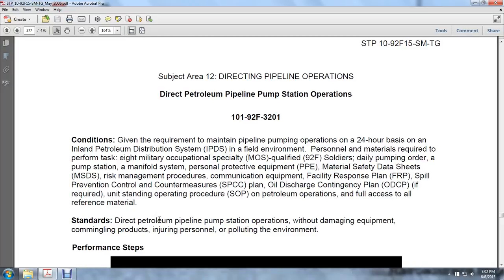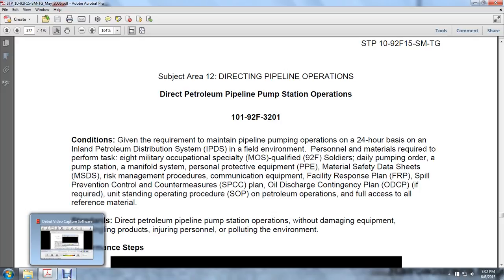Subject Area 12, Direct Pipeline Operations. 99 pages to go.